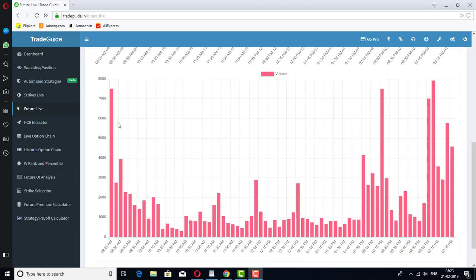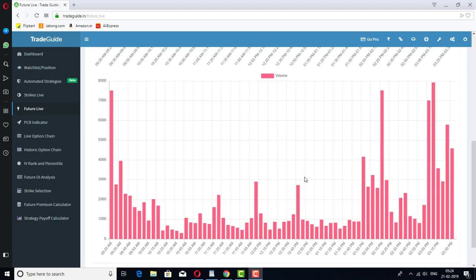This histogram chart generally represents the volume, the number of contracts that had been traded in the first 5 minutes. 925, 7,560. At 12 p.m. it is 2,895. Here at 12:15 it is 7,125. So like this you can see what were the volumes that were traded in every 5 minutes, and you can interpret at what time the maximum activity has taken place in the market.